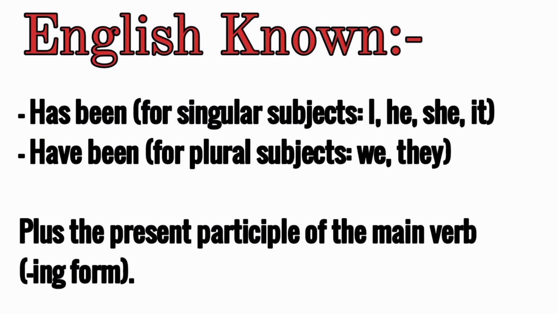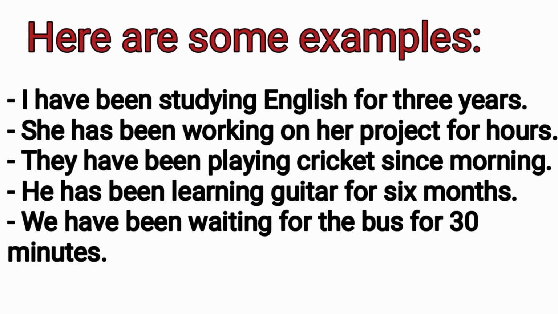Next we have the present participle of the main verb. It means the ing form. There must be an ing form available. Next, here are some examples of present perfect continuous.